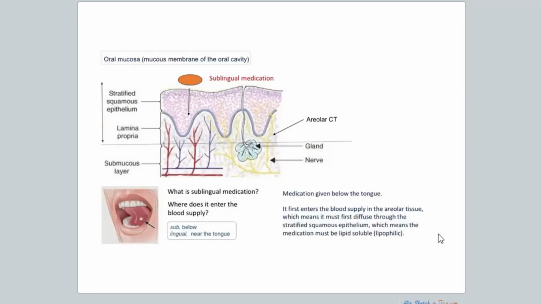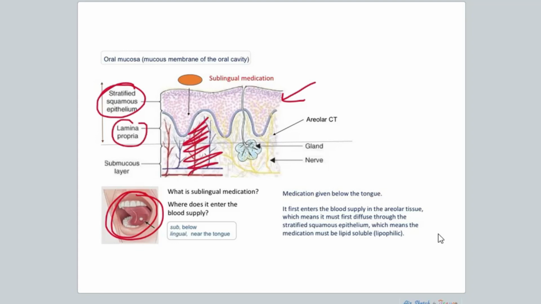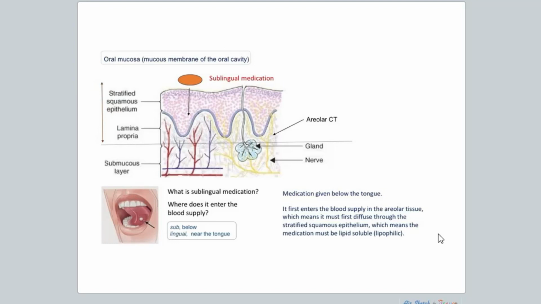Here we are up in the oral mucosa. This is the mucous membrane in the mouth. And again, we have stratified squamous epithelium here for protection. And then here's the underlying connective tissue, this lamina propria. And all I want to point out here is to give this a little relevance.